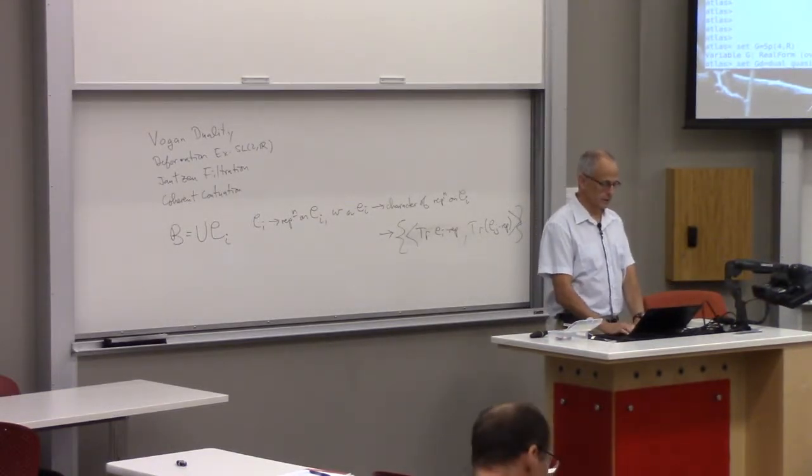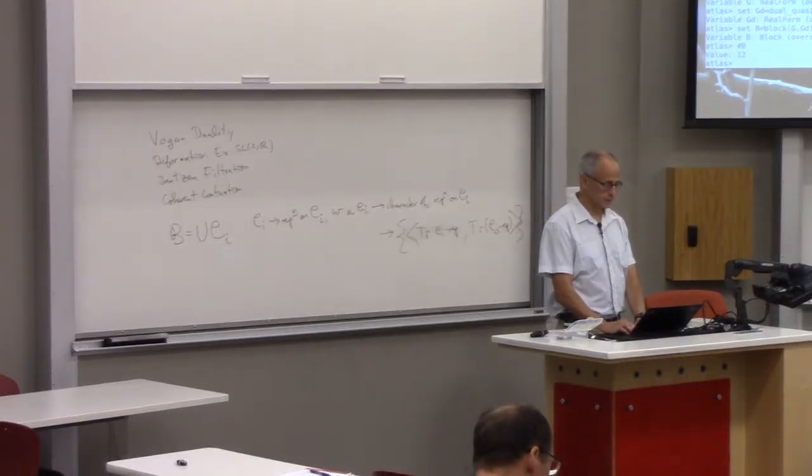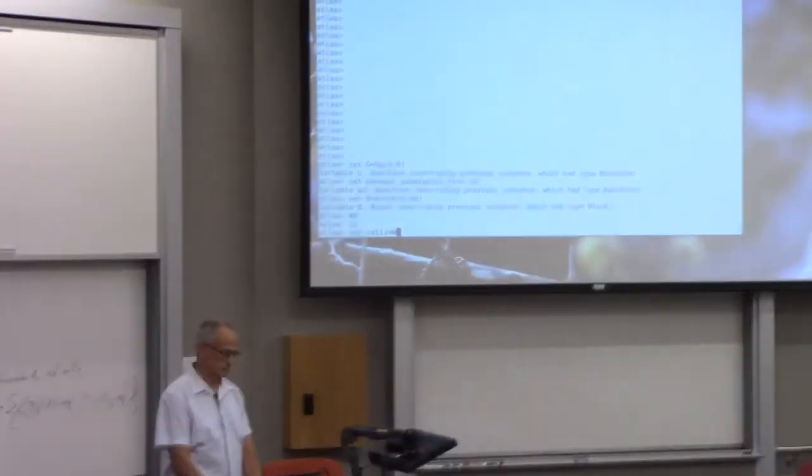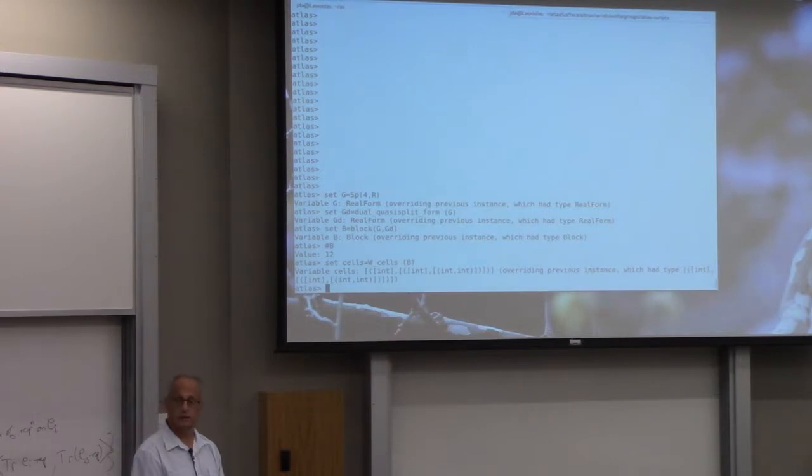So let's look at an example. Let's take G^D to be the dual quasi-split form of G, and let's set B to be the block of G, G^D. This is our famous block of size 12 that we've seen a bunch of times. Let cells be the W cells of this block. I think this is how it works. Cell character of cells[0], G.